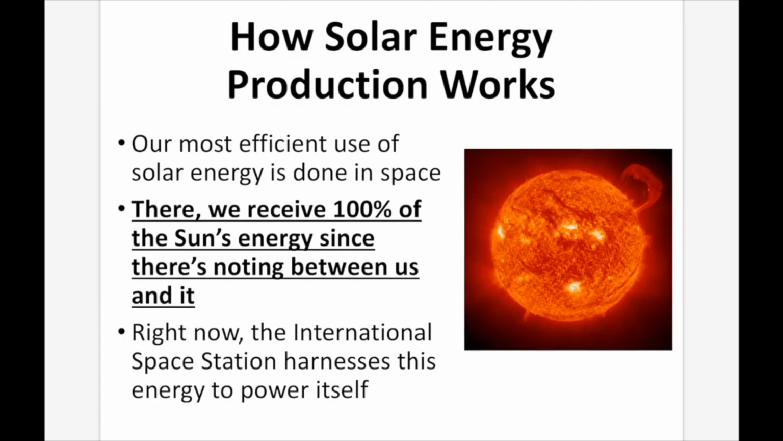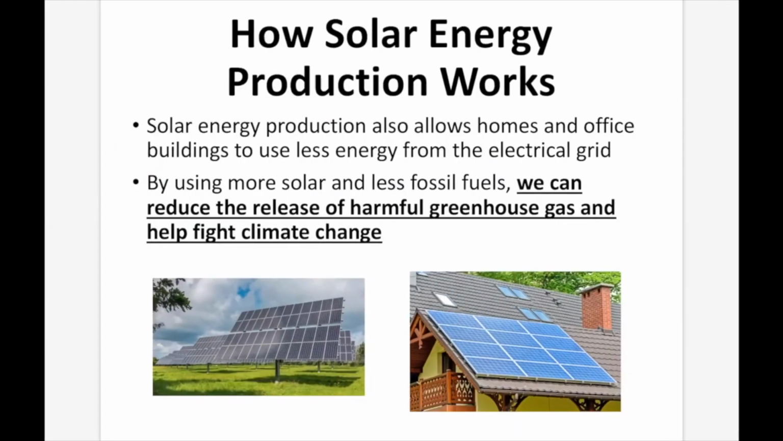Our most efficient use of solar energy is done in space. There we receive 100% of the sun's energy since there's nothing between us and it. Think about the International Space Station: there's nothing between it and the sun, so all the energy can be directed to those solar panels. On Earth, the sun needs to pass through the atmosphere, the clouds, before it reaches us, and a lot of the energy is lost. Solar energy production allows homes and office buildings to use less energy from the electrical grid.